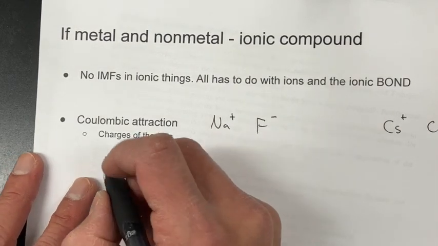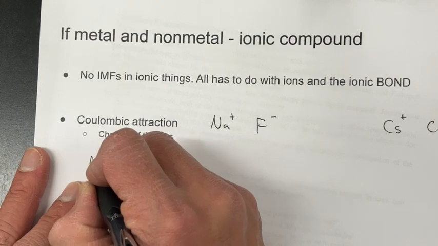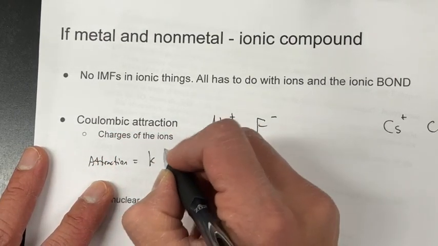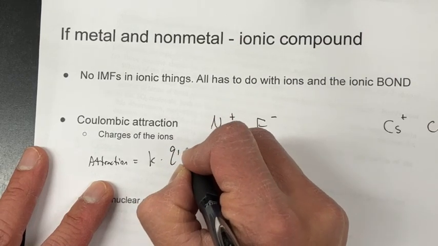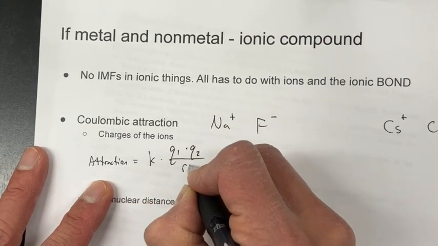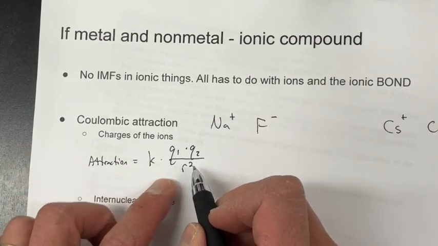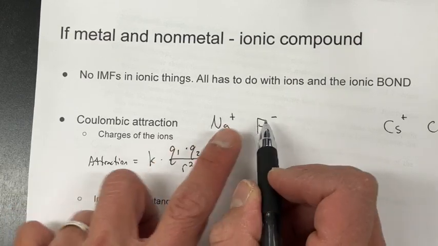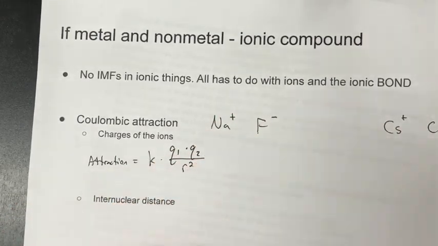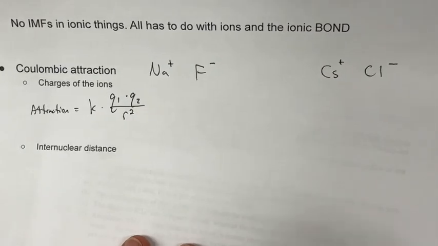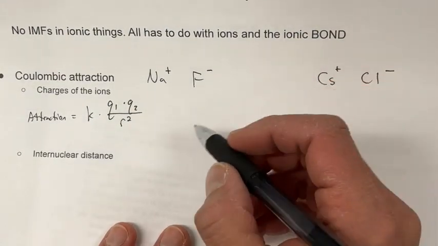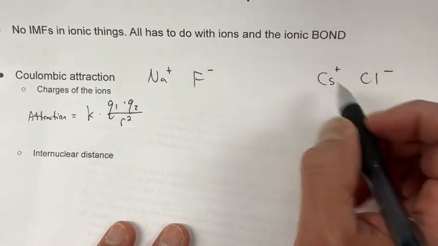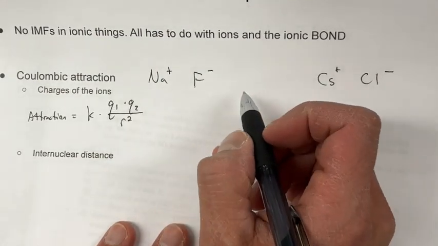Remember, the force of attraction is proportional to some constant times the charge of the first thing times the charge of the second thing, all over the internuclear distance squared, okay? So if the charges are the same, it has no impact. So I have to write that down. I say first, the charges don't impact the melting point because they both have plus or minus charges.